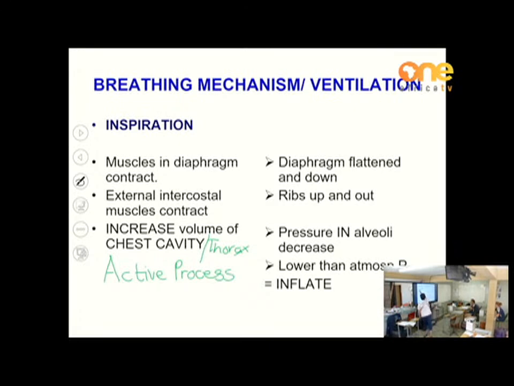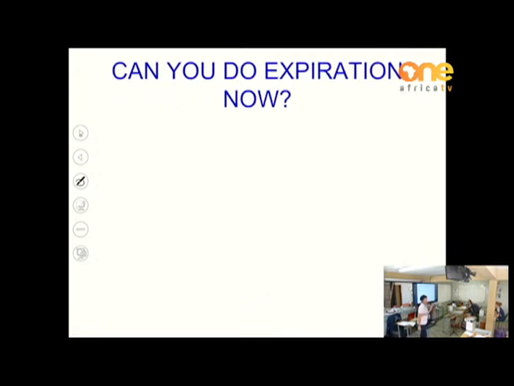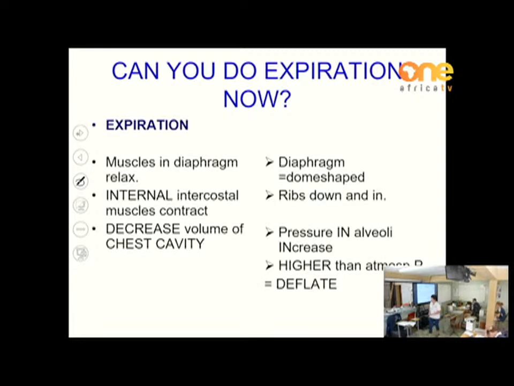Okay, so now I want you to use what you have there and write down expiration. So you read exactly what you have there, and I want you to think. If in inspiration the muscles in the diaphragm contract, and it has this effect, what will happen with expiration? Okay. And that is more or less what your answer will be.